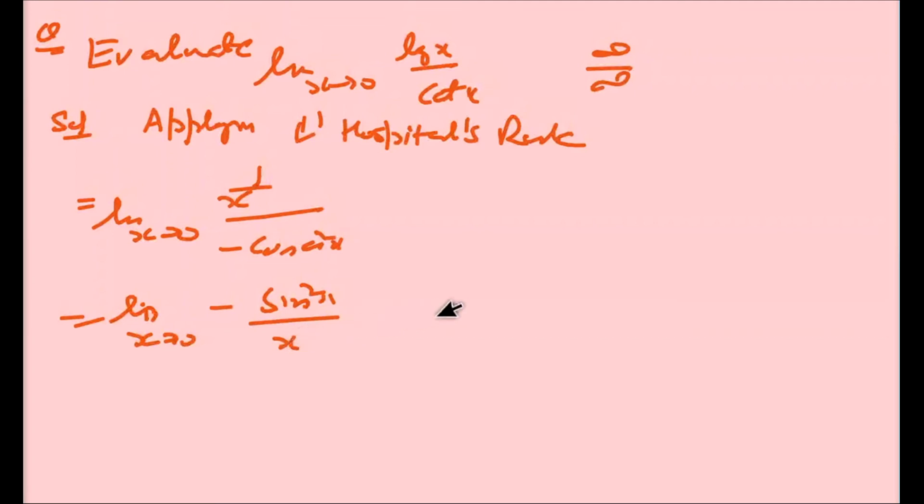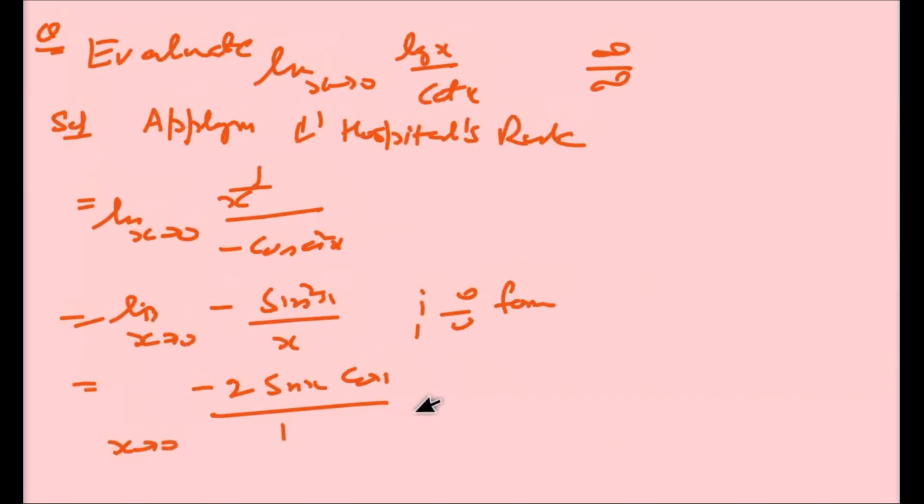Okay, now it is in 0 upon 0 form. So we can take the derivative again. We can write minus 2 sine x cos x upon 1, x tends towards 0. So now putting the value of 0, we find it equal to 0. So it is your required answer.